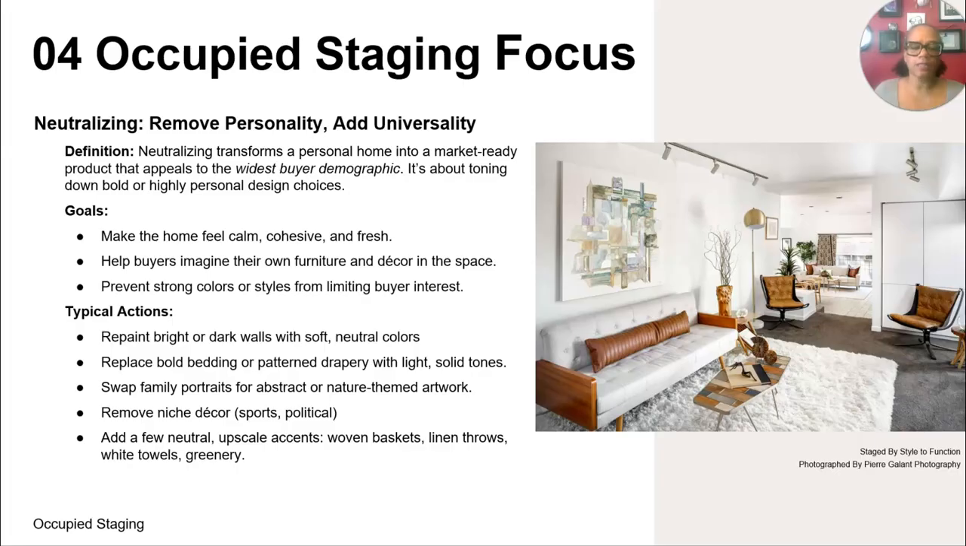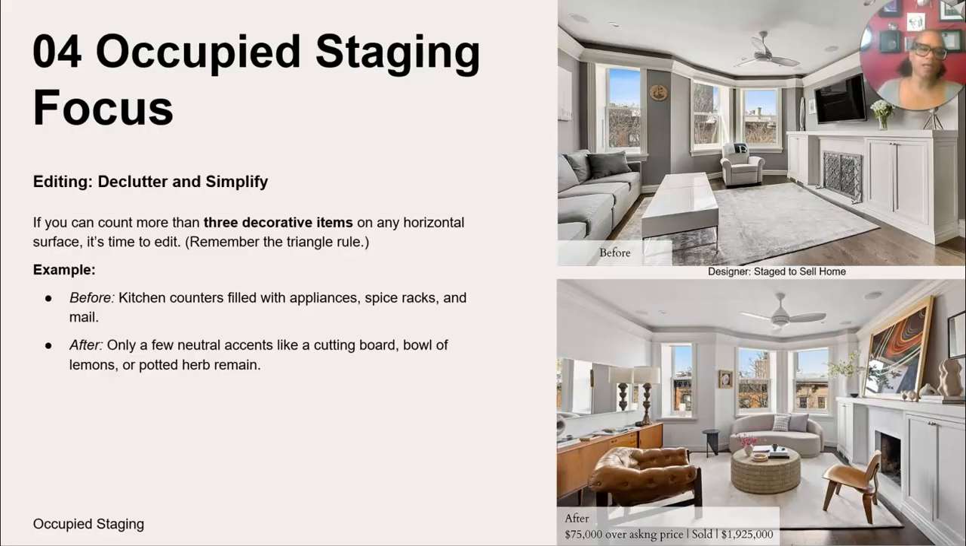So typically you're going to repaint either bright or dark walls, and hopefully you have that opportunity. You're going to replace bold bedding with solids and neutrals. You're going to swap out family portraits for abstract or nature-themed artwork. And you're going to remove any niche decor like sports stuff, political stuff, right? So you want to, again, attract the widest client base, I should say buyer base. And then you're going to add a few neutral upscale accents: wood baskets, linen throws, white towels, and editing.